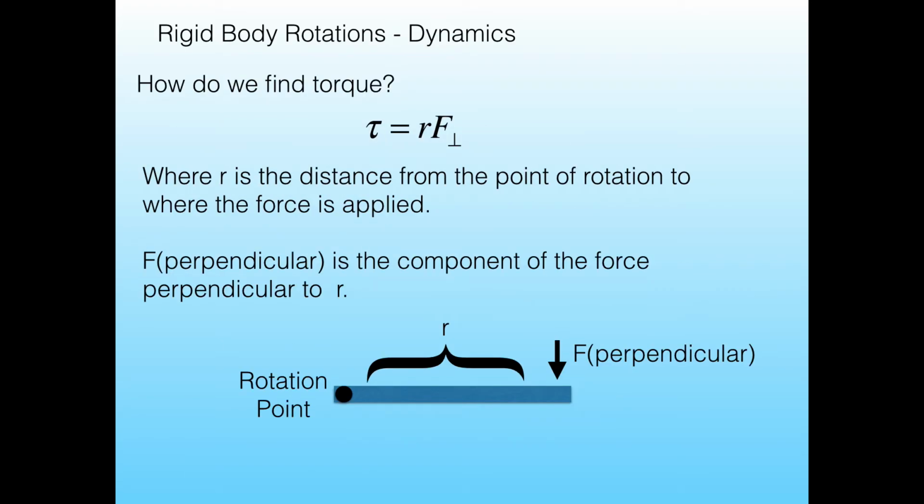How do we find torque? We can define torque as equal to the distance from the rotational point, r, times the perpendicular force that is applied. And by force perpendicular, we mean it's perpendicular to r. So if you're looking down here, let's just say that this is a door and it has a rotation point on the left indicated by the black dot, then the distance between where the force is applied and the rotation point is the distance r. In this case, r is horizontal. If we apply a force downward on the door, it's perpendicular to the direction of r, and that force gets multiplied by r, and that gives us the torque.